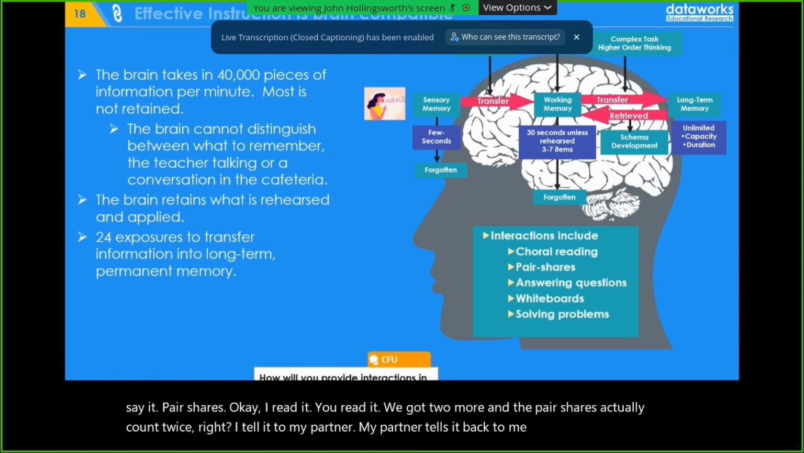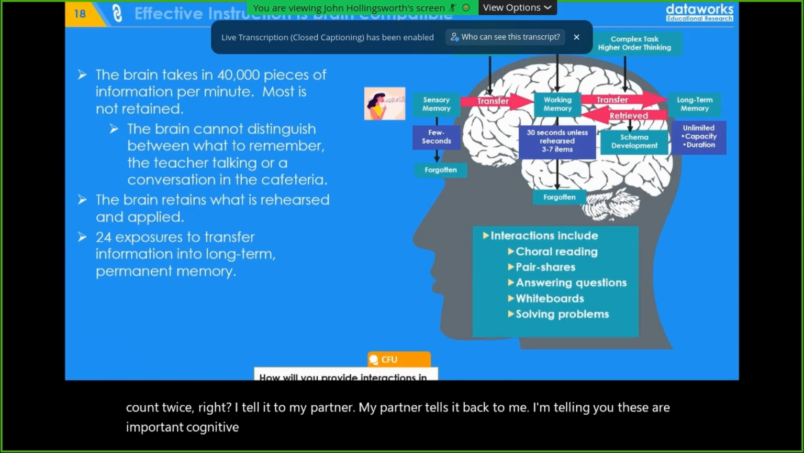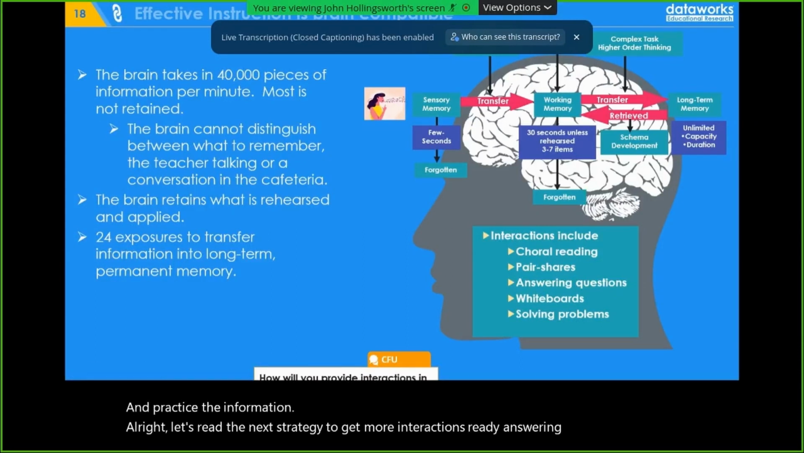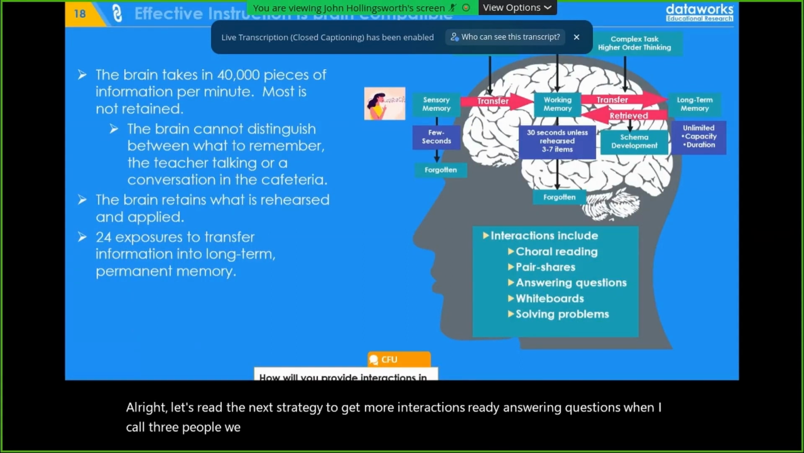We got two more. And the pair shares actually count twice, right? I tell it to my partner, my partner tells it back to me. I'm telling you, these are important cognitive strategies to help students learn. The pair share is not just for the fun of it, it's helping students interact and practice the information. All right, let's read the next strategy to get more interactions. Ready? Answering questions. When I call 3 people, we heard the answer 3 more times. The whole class hears it, not just the person answering the question.